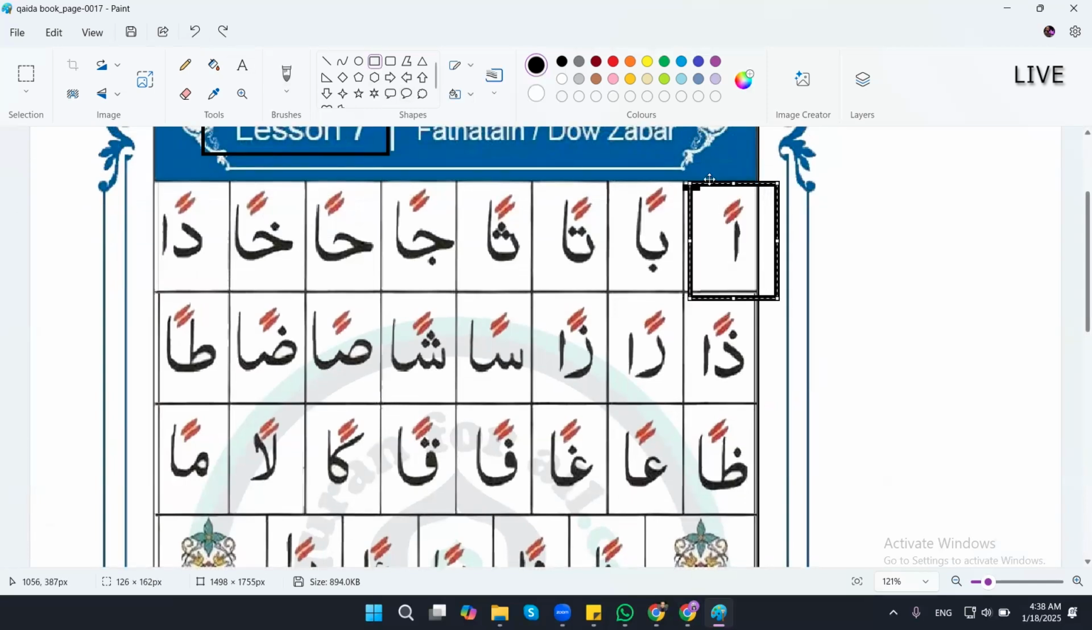Let's start from the first letter. Try to read this one: alif with double fatha. Alif and an will be an, because alif doesn't have any sound, so we just pronounce the sound of double fatha, which is an. Then ba: ban. Yes. Next. Tan. Next. Sun.